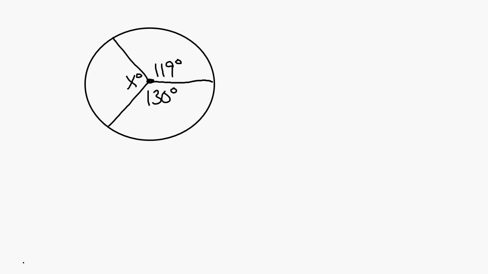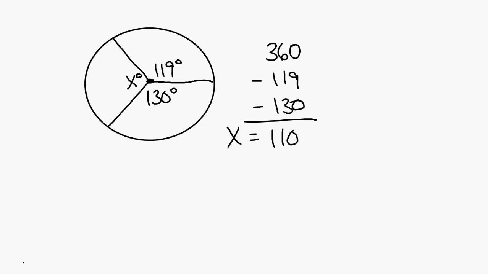So if you take 360 and you subtract 119 and you subtract 130, okay, then x equals that difference. So let's take 360 and subtract 119 and then subtract 130. We get 111 degrees. Okay? 3 theorems today, 1 review. Anybody got any questions?